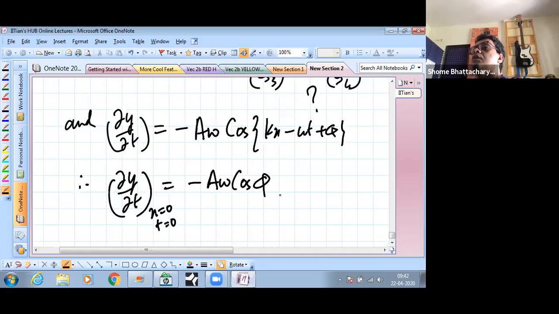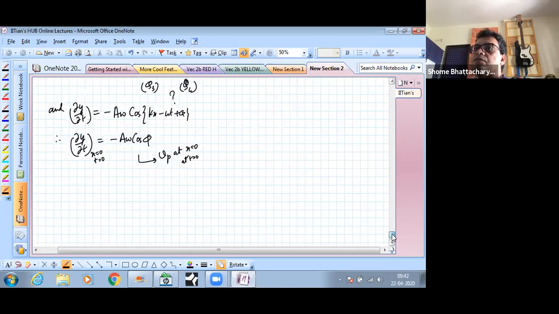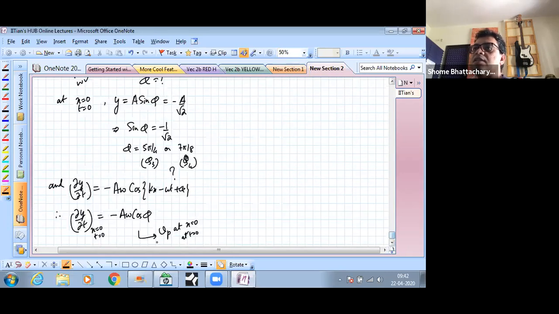Okay. So let's just hang on to this thought for a moment. This is the particle velocity at the origin at time t equal to 0. This is the equation for it. Okay. So just make a quick note of this, and I'll take you back to the graph after this, and we'll see how we'll interpret this in terms of the graph. And from that we'll get another relation in phi.